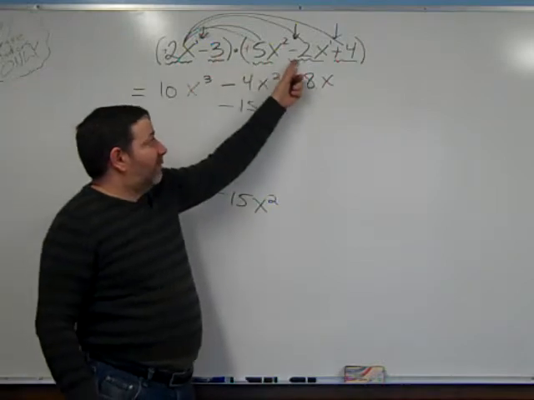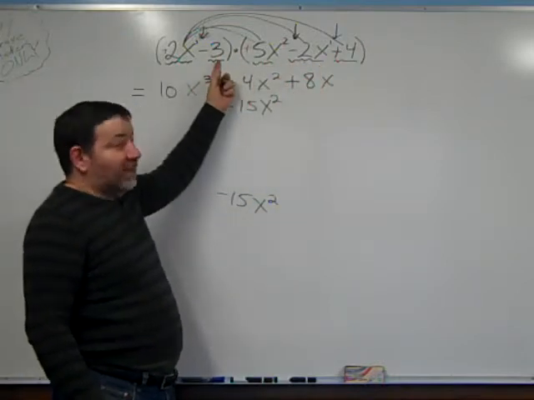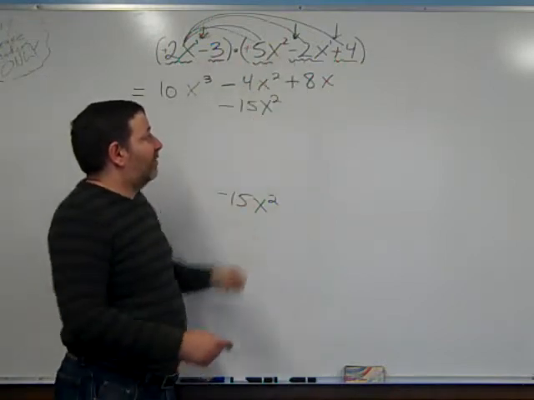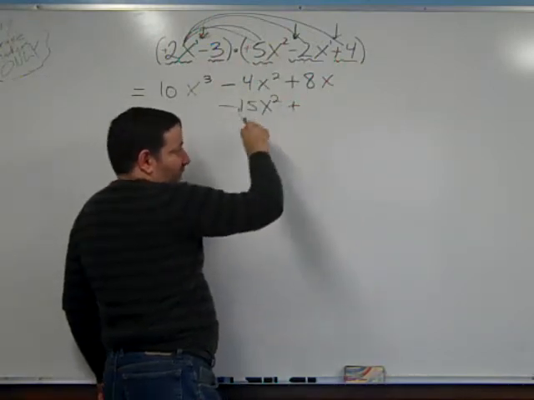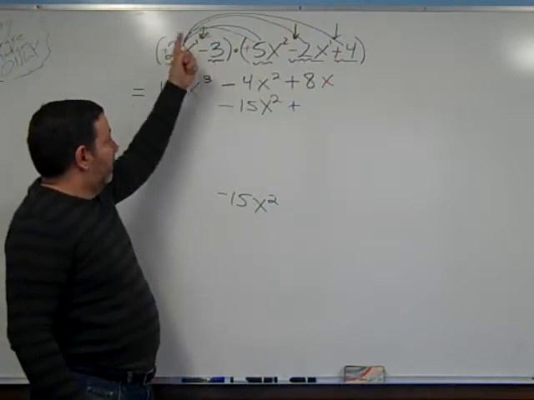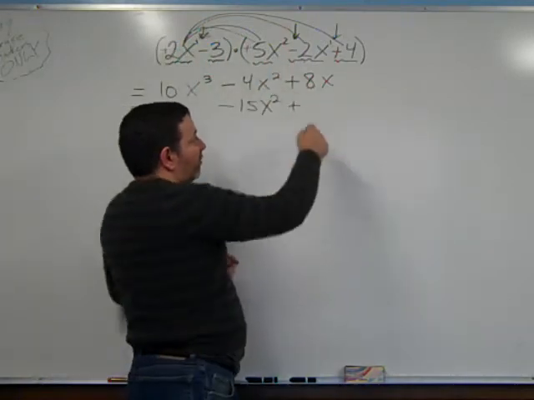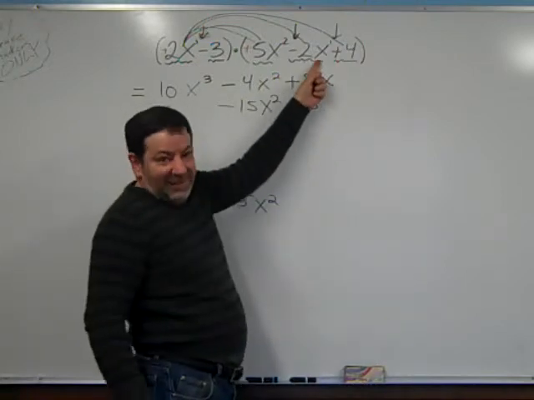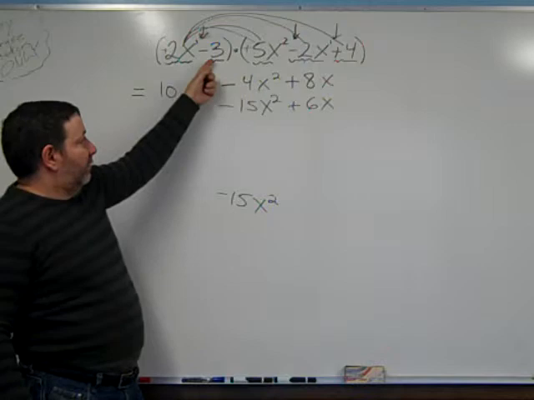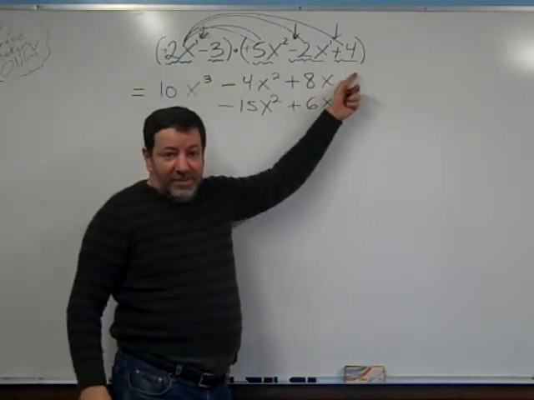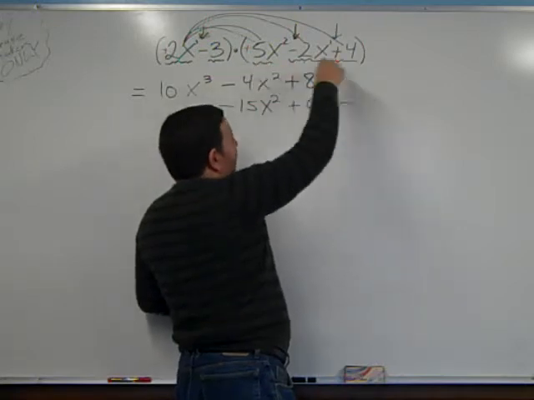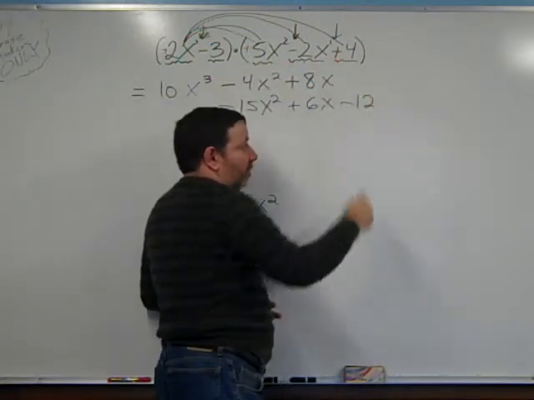Negative 3 times negative 2x. A negative times a negative is a positive. Keep writing to the right. 3 times 2 is 6 times an x, 6x. We do negative 3 times a positive 4. A negative times a positive is a negative. 3 times 4 is 12.